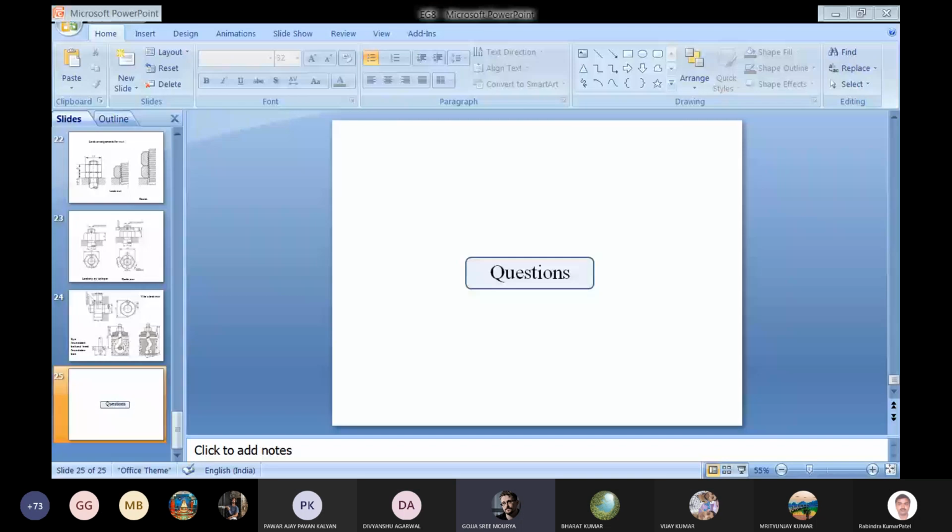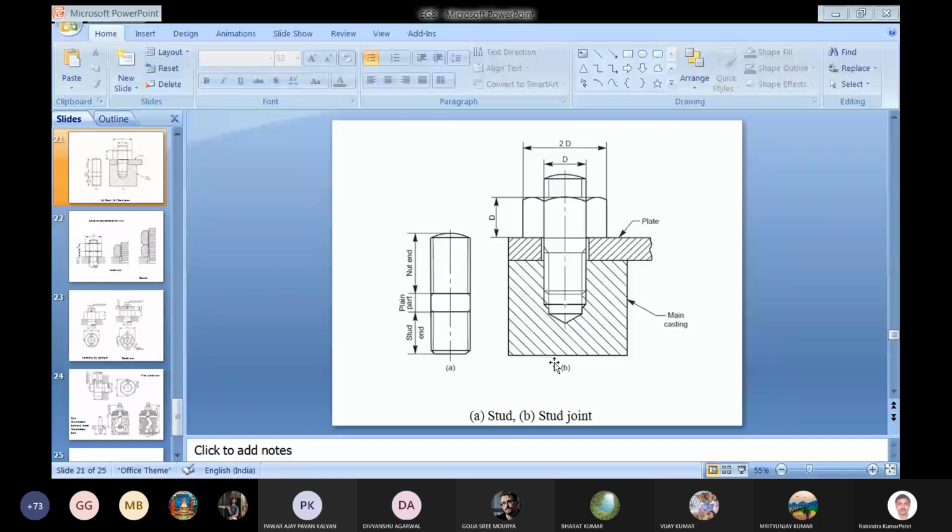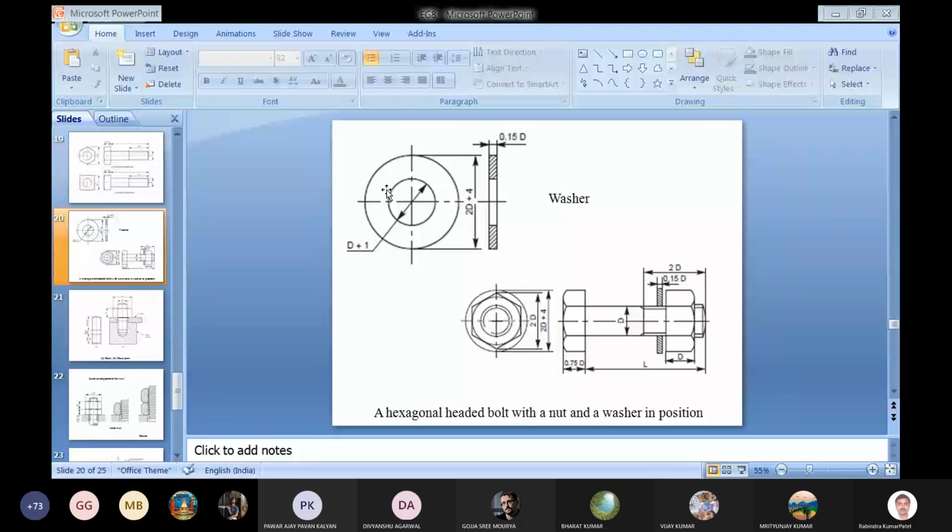Here a washer has been shown. Two views of the washer have been shown. One is the side view, or we can say this is the front view. This is the side view in section. Say in that way, as the first figure, the top figure.